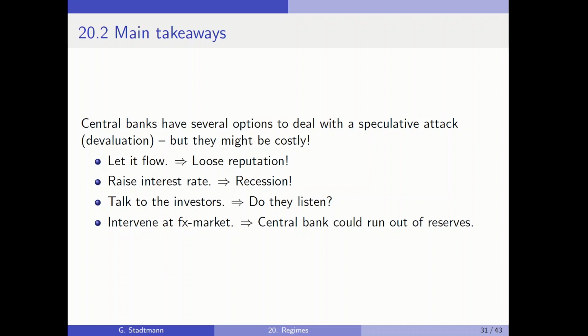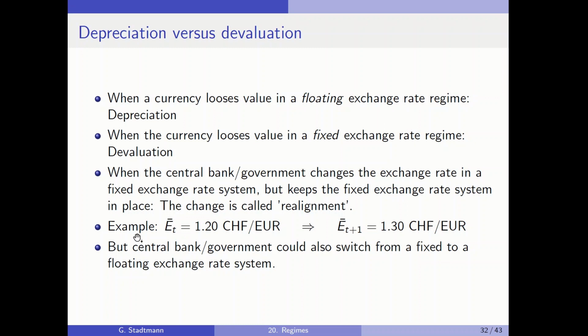Let's clarify some terms. Depreciation versus devaluation. In case that the currency loses its value in a floating exchange rate regime, we call it a depreciation. When a currency loses its value in a fixed exchange rate system, we call it a devaluation. So when the central bank or the government changes the exchange rate in a fixed exchange rate system, but keeps a fixed exchange rate system in place, then we call this change a realignment.